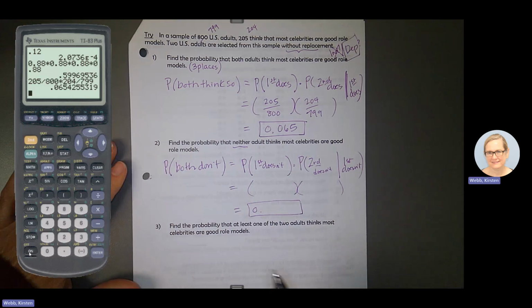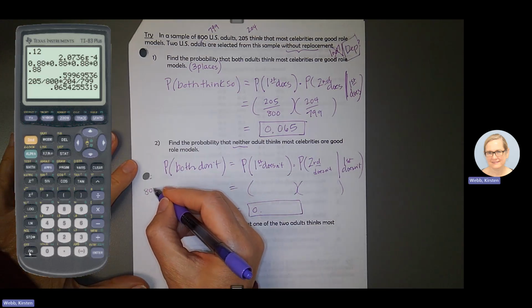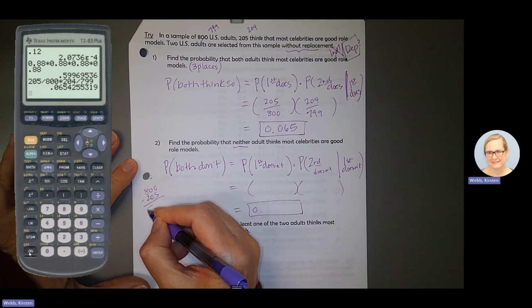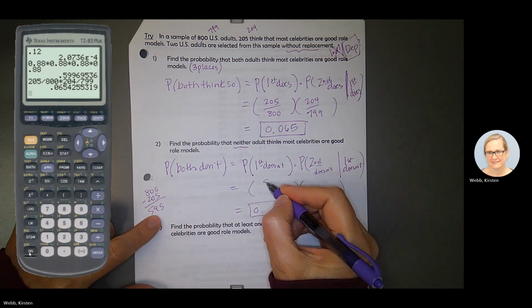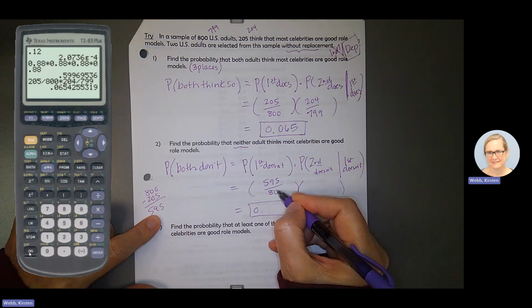Yeah, you do 800 minus 205. You got it, yeah, 595. So out of the 800, if 205 do think this way, that means 595 don't. So 595 out of the 800 don't think that way. That would help us with our first probability, wouldn't it? 595 out of 800.